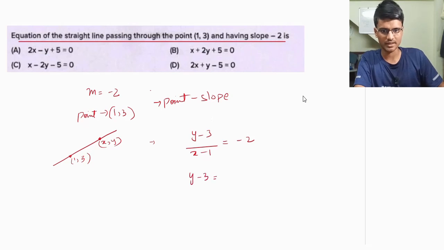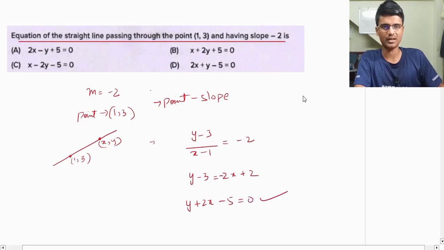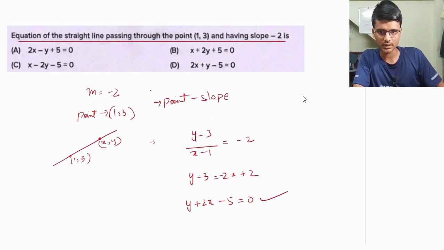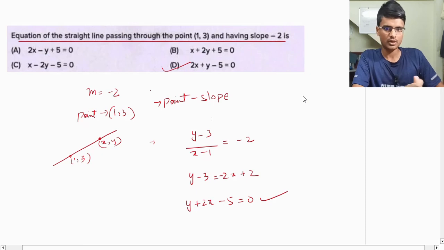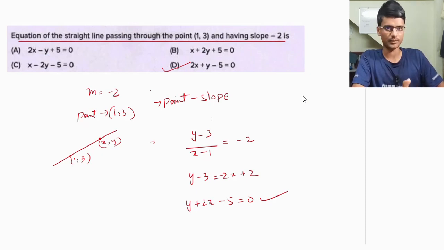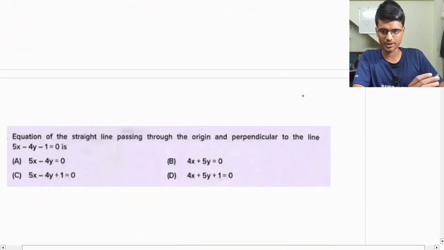Okay, I just have to solve this now. y minus 3 equals minus 2x plus 2, sorry, minus 2(x minus 1), which is minus 2x plus 2. So I'll get y plus 2x minus 5 equal to 0. So that's it. It hardly took me 30 seconds to solve this question. So what is the correct answer? The correct answer is option D. So if you know the concept, you just need to apply that. It is very easy. Okay, coming to the next question.